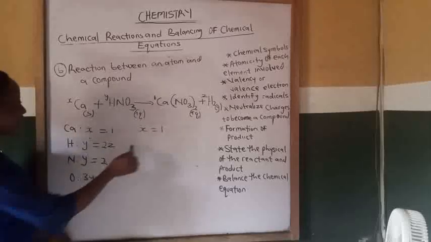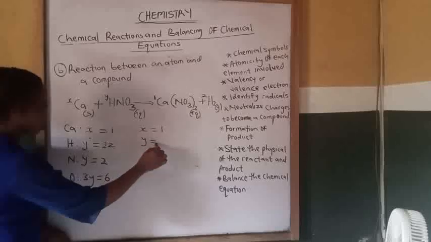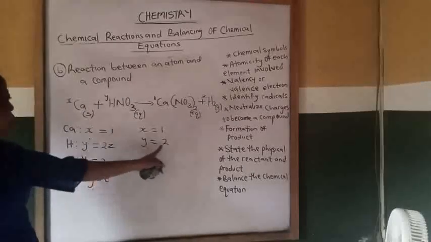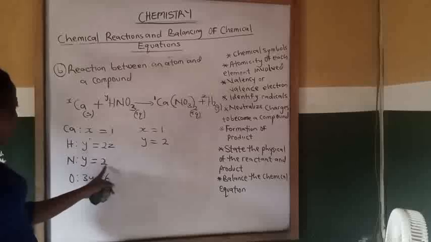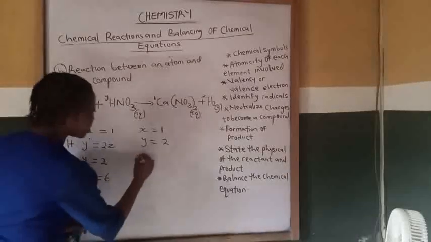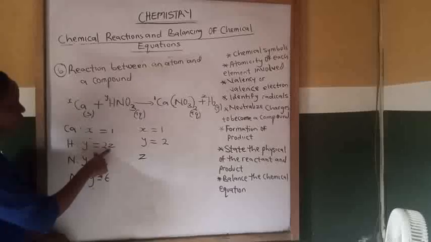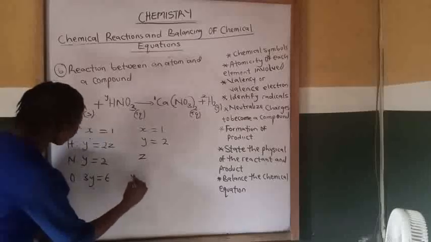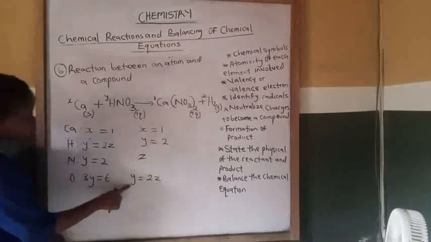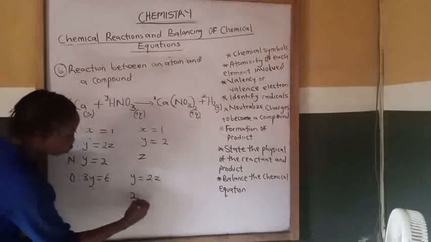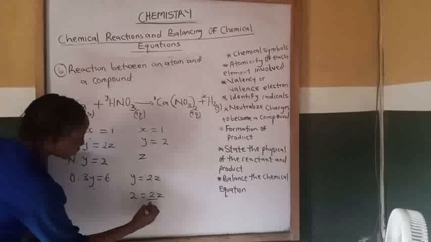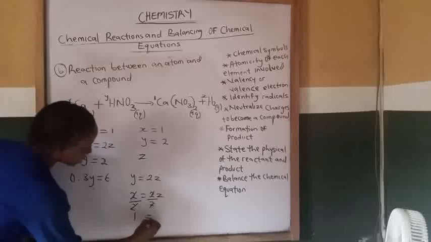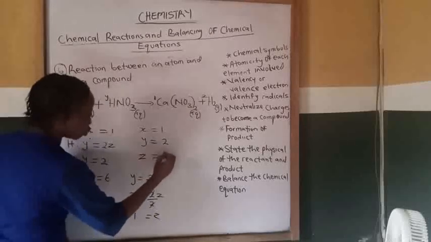Then I've gotten the value for Y. Y is equal to 2. So if Y equals 2, we need Z. What is our Z now? We can calculate Z from this hydrogen. Since Y equals 2Z, and the value of Y is 2, we say 2 equals 2Z. Divide both sides by 2, so 2 cancels 2. So my Z equals 1.